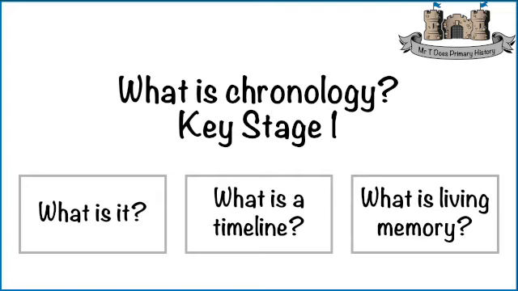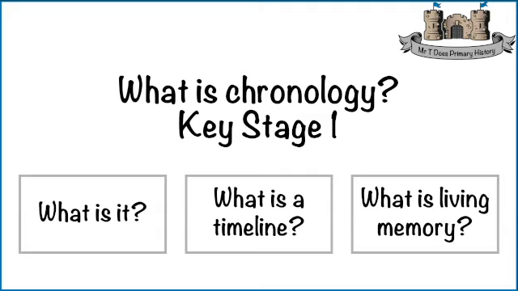Chronology is where we put events in the order that they happened. We show it on timelines. So very simply, it's a line that shows the passing of time. So a timeline is how we represent things chronologically. You could do that for your life so far. That timeline would start with when you were born and show all the way through to now.